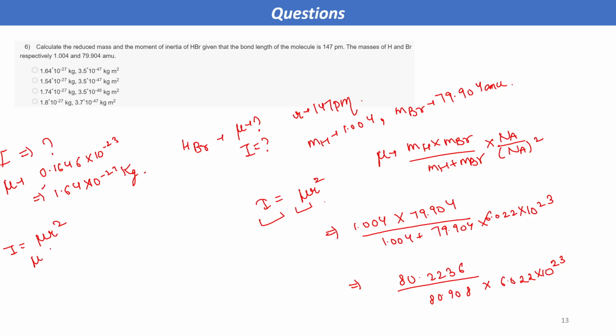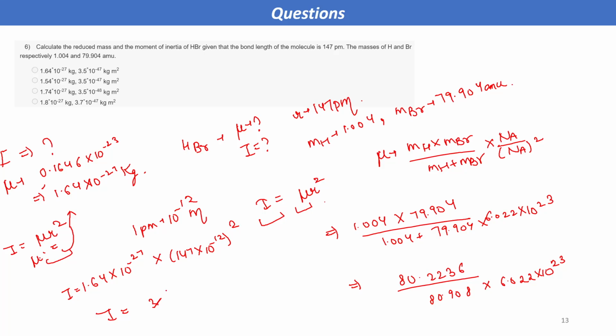Now we know about mu, that it is 1.64. So just substitute the value of mu here. So I will be 1.64 into 10 raised to minus 27 into r squared. R was given to be 147 picometer, and 1 picometer is 10 raised to minus 12 meter. So now we have substituted the value. Then after solving it, the moment of inertia will be 3.5 into 10 raised to power minus 47 kg meter square. Is it clear? Yes ma'am, yes ma'am.